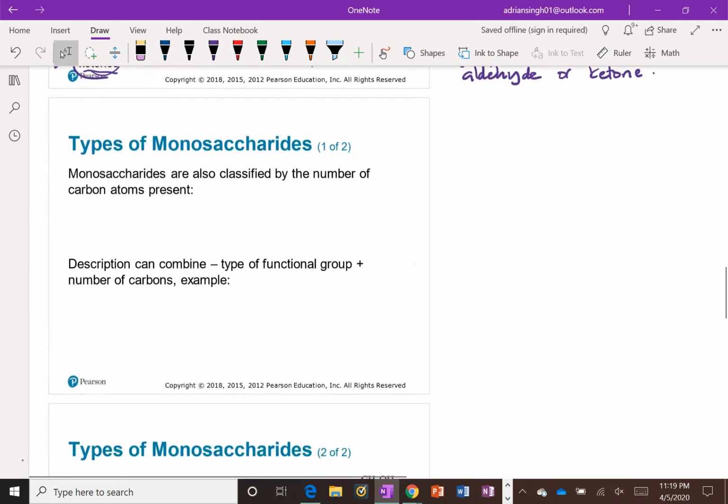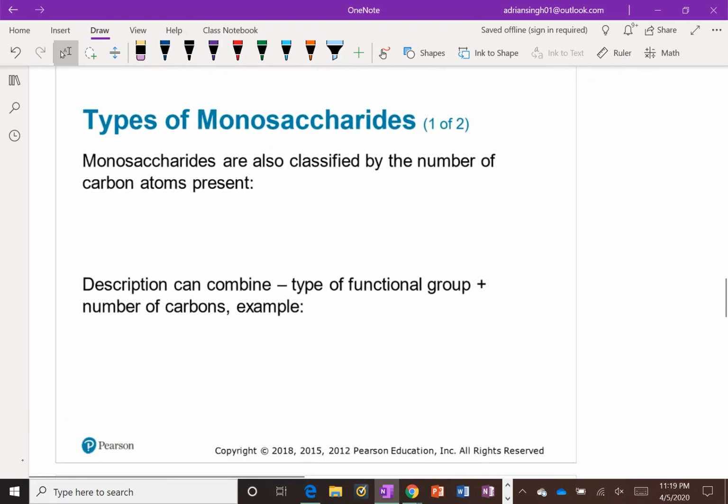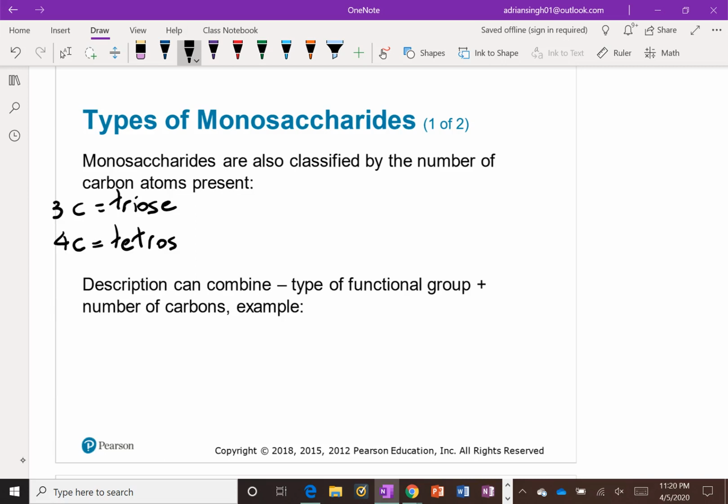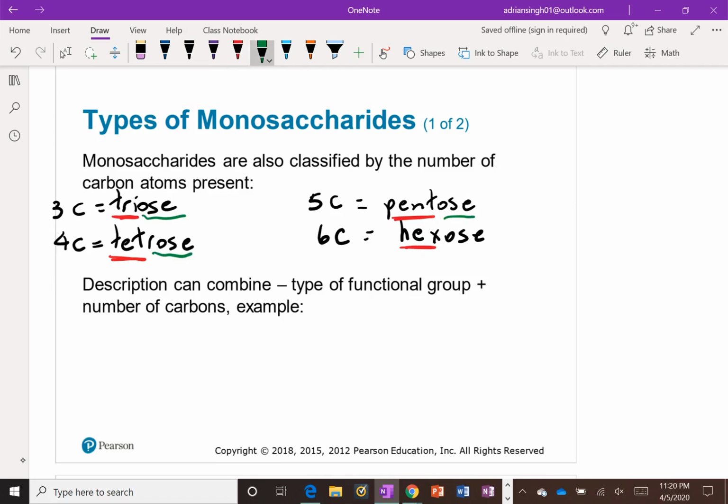We can also classify them based on the number of carbons present. For example, if there are 3 carbons, we call it a triose. If there are 4 carbons, we call it a tetrose. If there are 5 carbons, we call it a pentose. And if there are 6 carbons, we call it a hexose. So you saw these prefixes before: tri, tetra, penta, and hexa. And now we're just sticking those in front of the OSE ending that tells us that these are sugars.